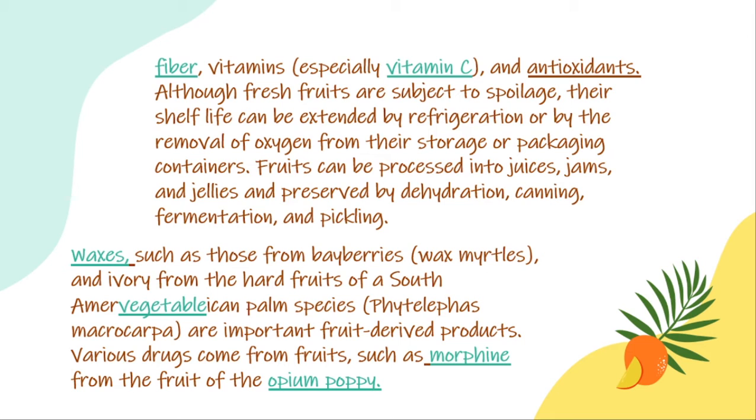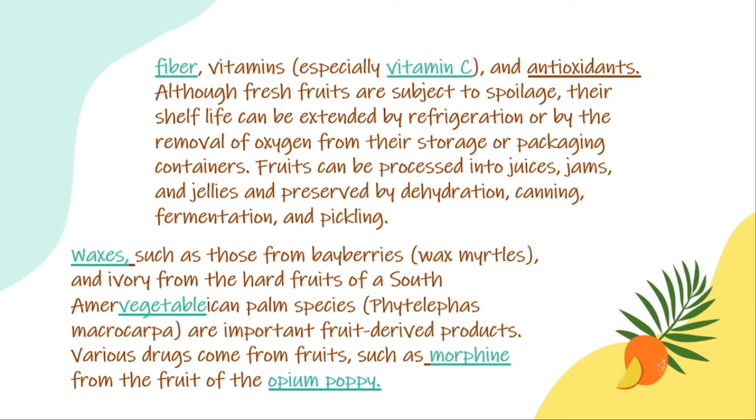Okay? So, by removal of oxygen from their storage or packaging containers, fruits can be processed into juices, jams, and jellies, and preserved by dehydration, canning, fermentation, and pickling. So, naa nay nagkalain-laing process, no? First is juices. Siyempre, naka-try na mo ug juices, jams, and jellies. Preserved by dehydration or katong drying sa fruit. Then canning, fermentation, and pickling. So we will discuss it later on in our topic, okay?